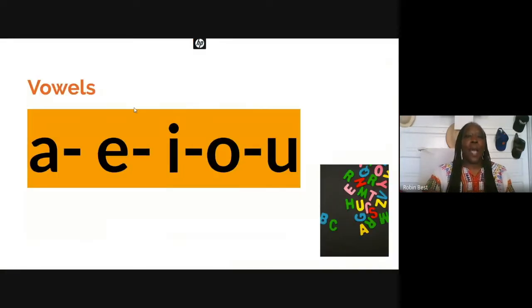First, let's review our vowels. A vowel, we know, has two sounds. The long vowel says his name. So let's say our long vowels: A, E, I, O, U. But when a vowel is short, it has another sound. Let's say the short vowel sounds.